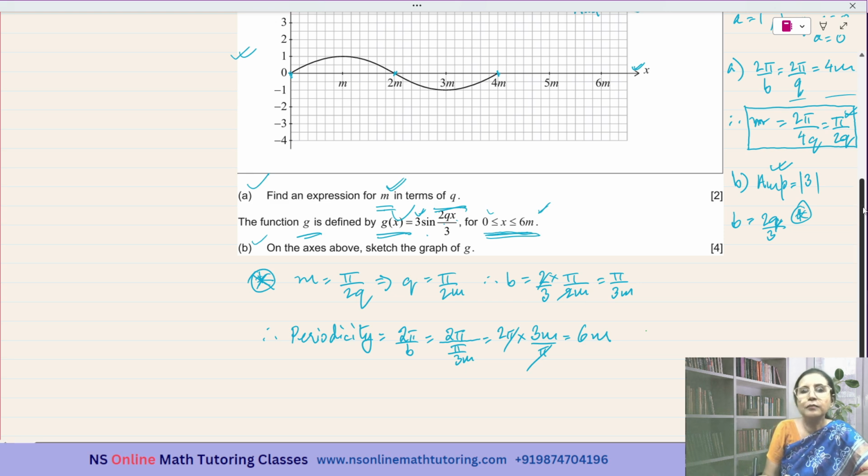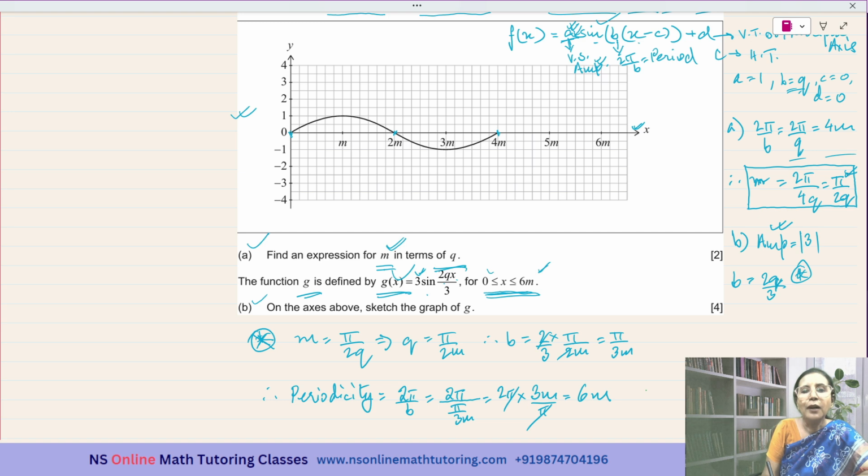So now we have to mark the points. Since the whole curve will be ending at 6m, half of it is 3m. It will be starting from this point, moving up and coming down to 3m, then going down and again coming back to 6m. This will be the shape. But where will it be at its highest point? It should be halfway between 0 and 3m. So it will be at 1.5m.